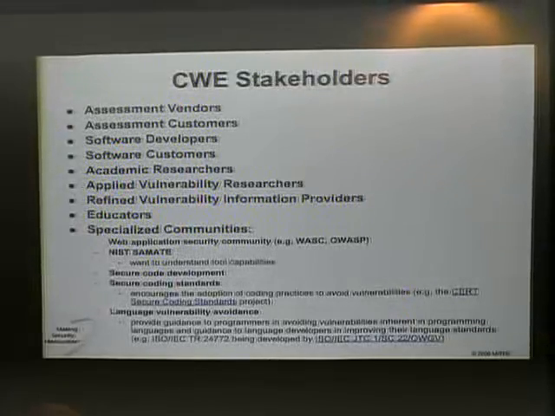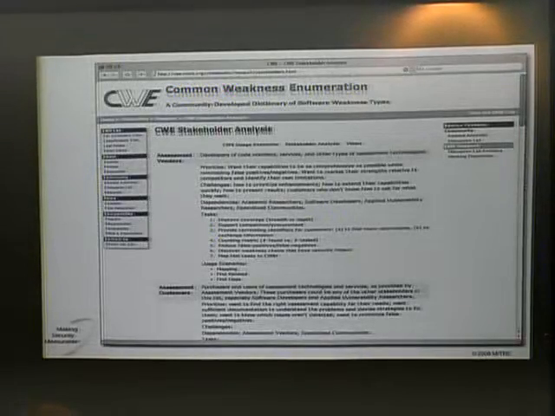We're also taking in as many different points of view or stakeholder points of view as we can. These are all listed out on our website, as well as what we think that stakeholder's interest in weaknesses is. What are they going to use it for? Why do they care? What aspects of it are more important to them, and so forth.